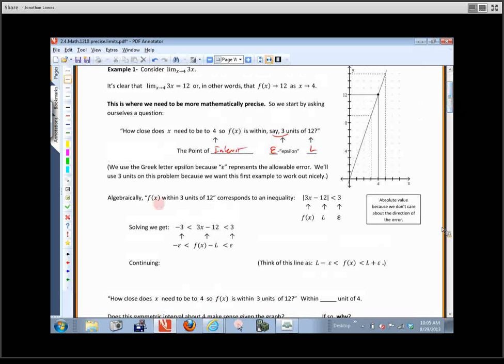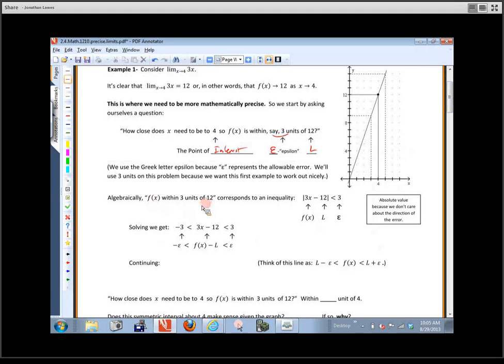So if we say f of x is within 3 units of 12, it will correspond to this inequality right here. And let's think about why that's the right inequality, okay? So within 3 units of 12, f of x within 3 units of 12. So here's the function 3x, and then I'm subtracting 12, and then I put that in absolute value, and I say that's got to be less than 3.